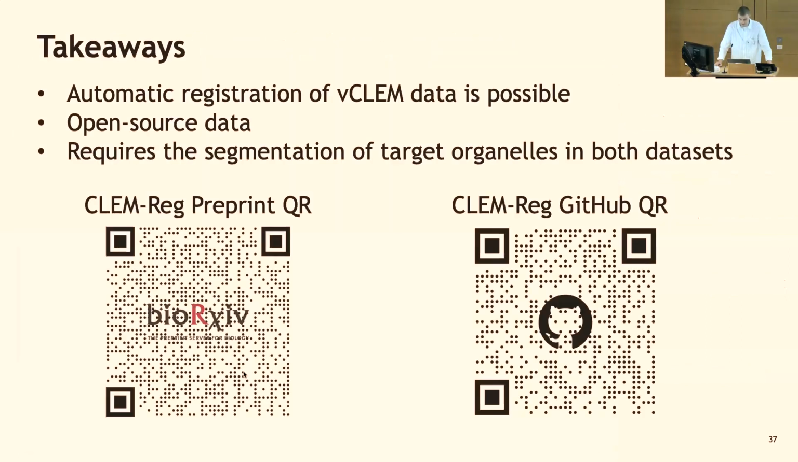So the key takeaways of this talk should be that the automatic registration of vCLEM data is now possible and can even be done with one click of a button. We have made 2 open source vCLEM datasets publicly available, which you can check out at the EMPIAR links I showed earlier. And in general, the workflow in theory can be applied to any two modalities. Provided you're able to create segmentation of the same target structure in both modalities, you can then in principle apply the same latter parts of the workflow to create the automatic registration.